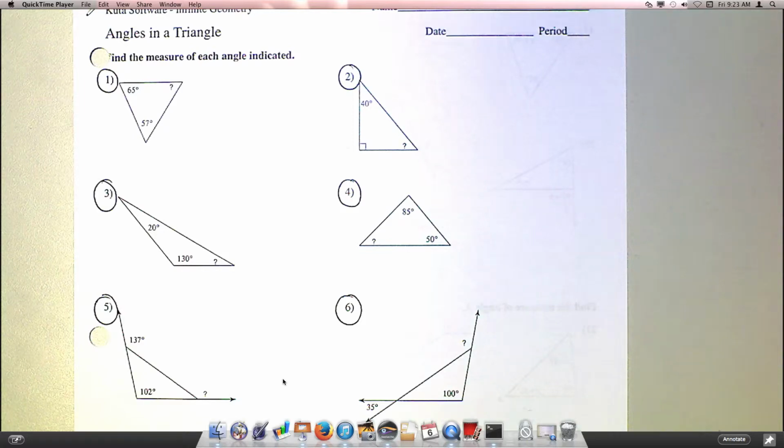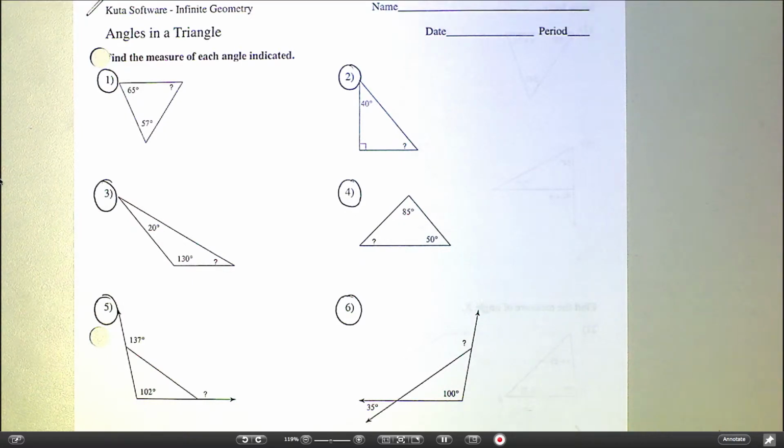Okay, 1, 2, 3, and 4 should have been pretty straightforward because they're all just triangles. Triangles have 3 angles. It gave you 2 of them and it wanted you to find the third. How do you find a missing angle in a triangle? What do you know about the angles in a triangle? Luke? They all add up to 180. Okay, they add up to 180. So if I know 2 of the angles, I can find the third one by just subtracting from 180.